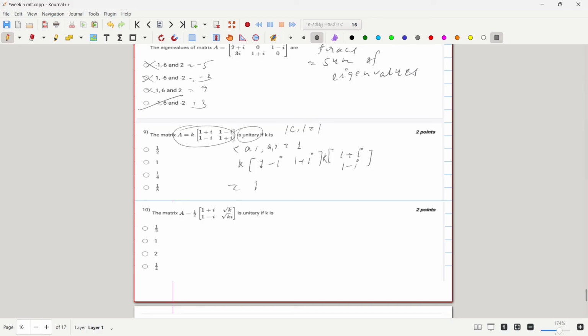This will be equal to 4k square. Now 4k square should be equal to 1. So k square is equal to 1 by 4. That k is equal to 1 by 2. So 1 by 2 is the correct answer.